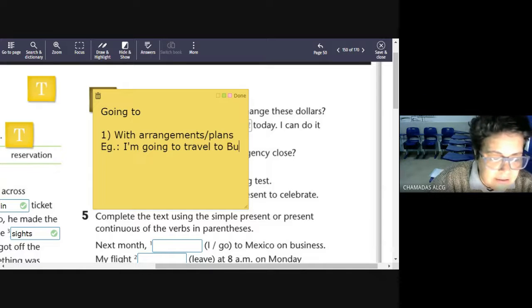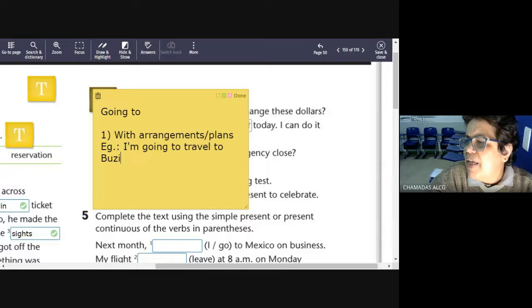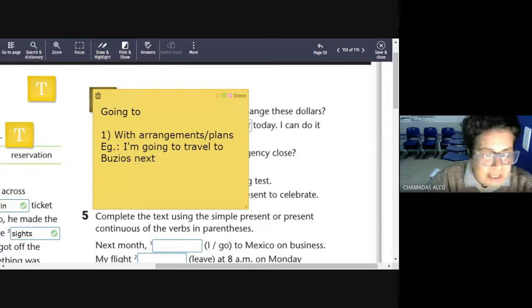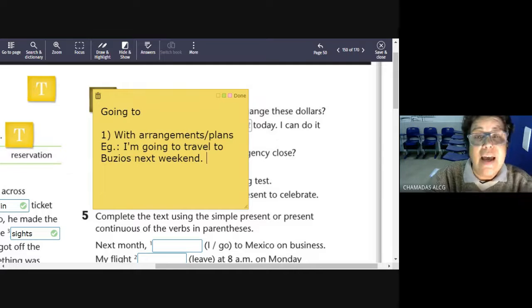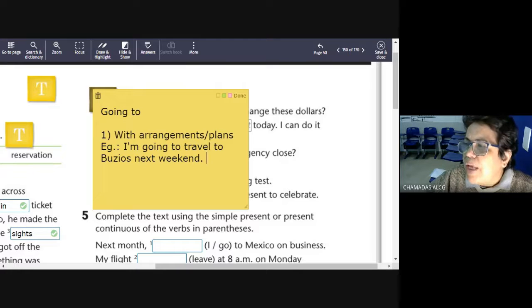Sorry. Oh my God. Next weekend. So this is something that I have already planned. I'm going to travel to Búzios next weekend. Okay? So, planejado. All right, people?